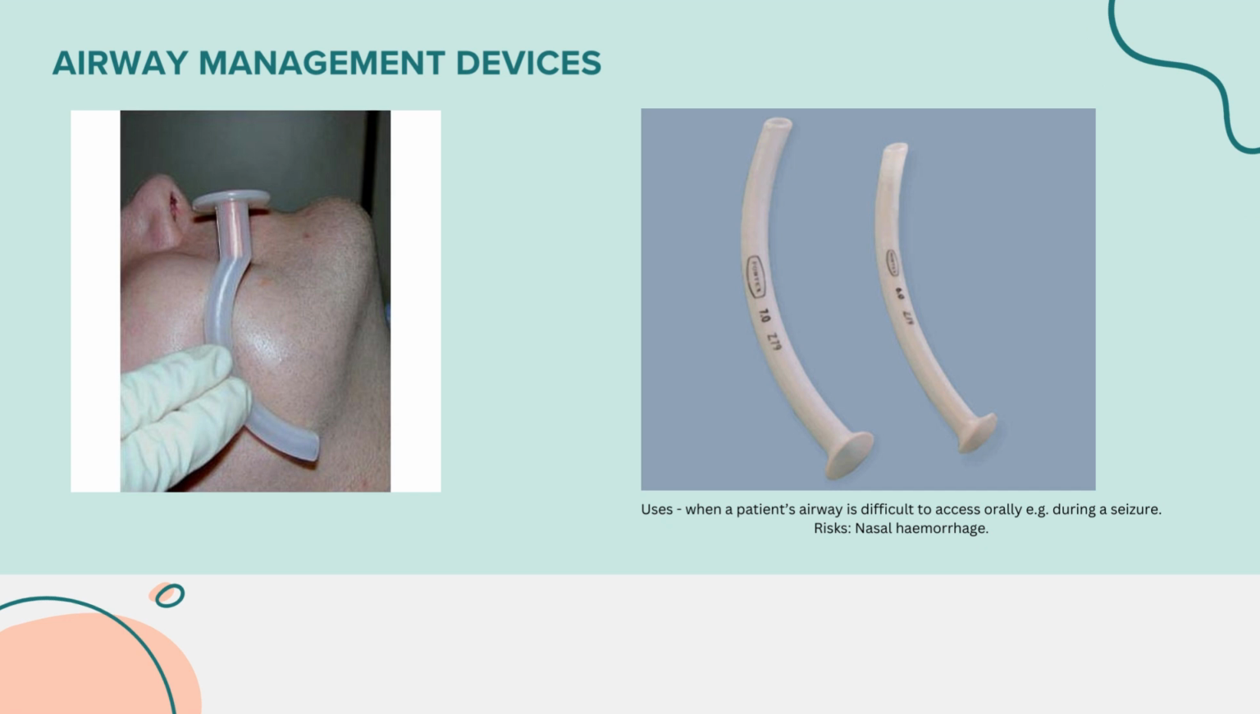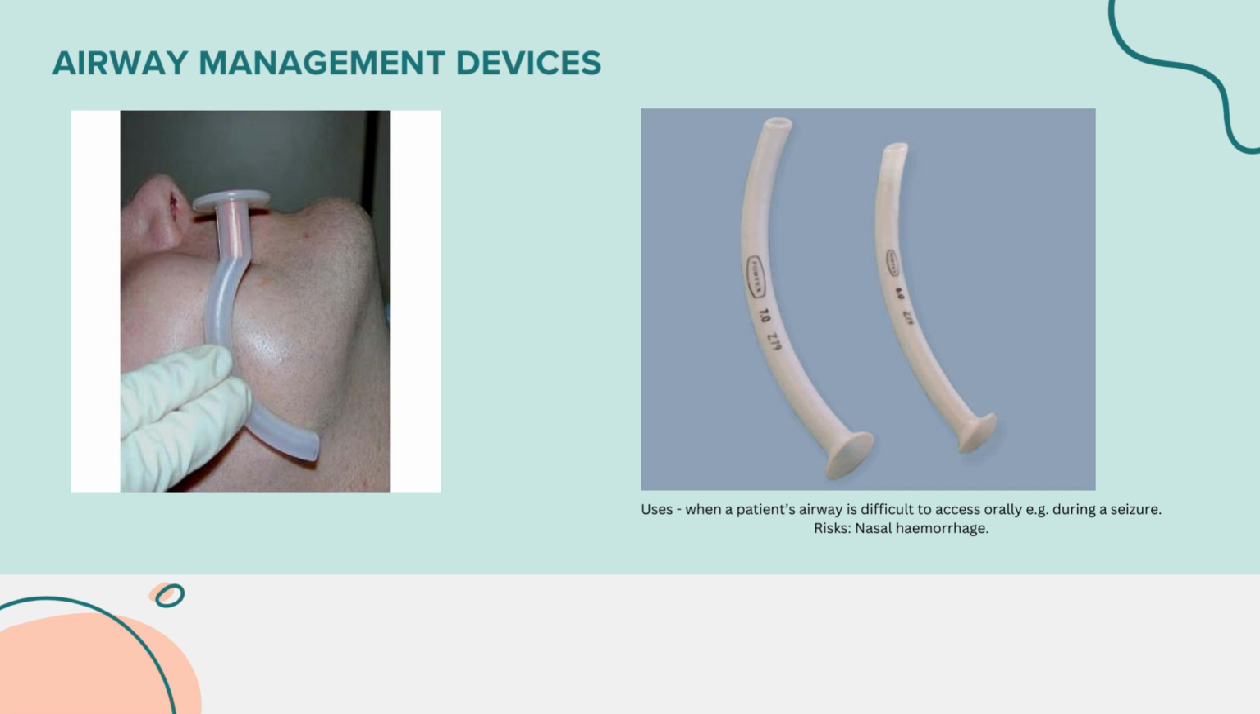Secondly, if the patient's airway is not opened up with simple maneuvers, we would then look to use some medical devices, such as an oropharyngeal tube, seen on the left. This is a tube that goes down into the pharynx through the oral cavity. The other option is a nasopharyngeal tube.